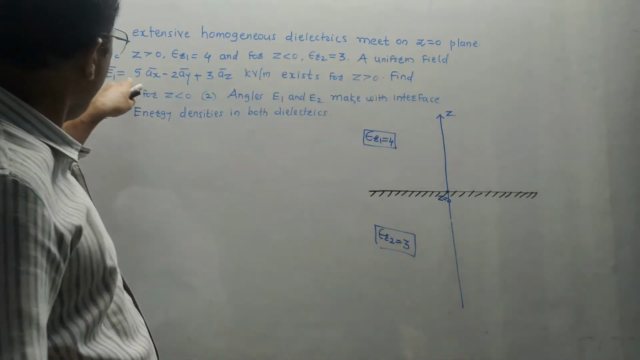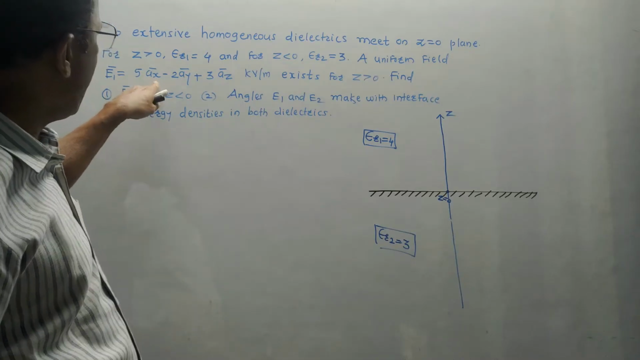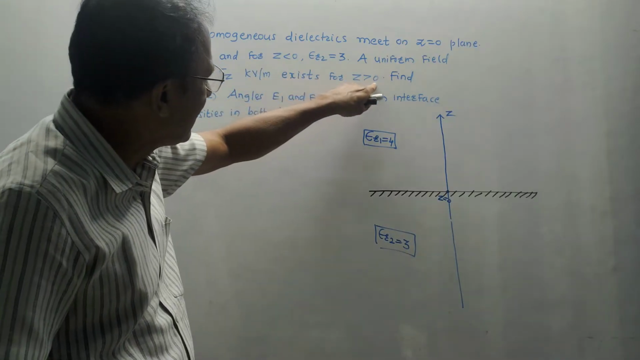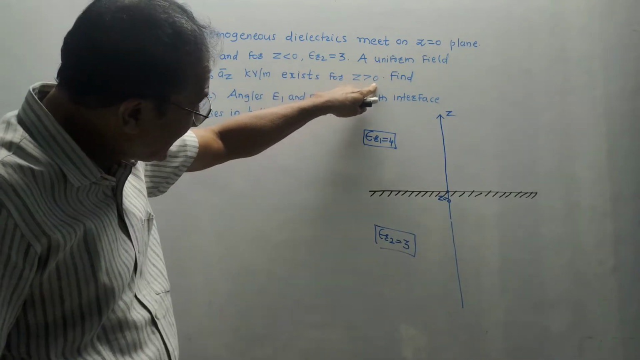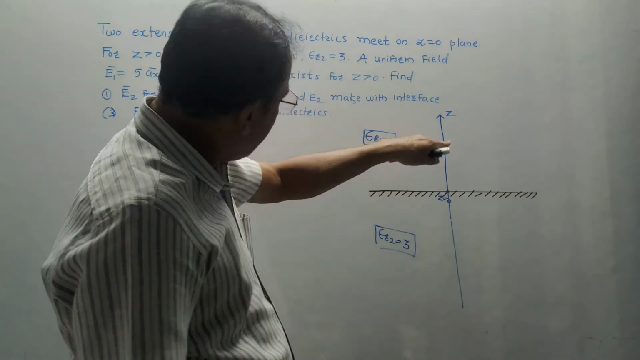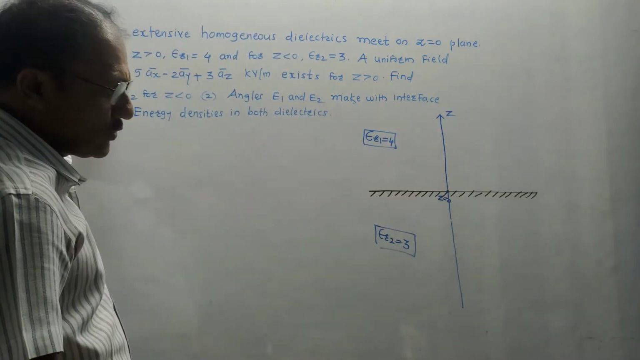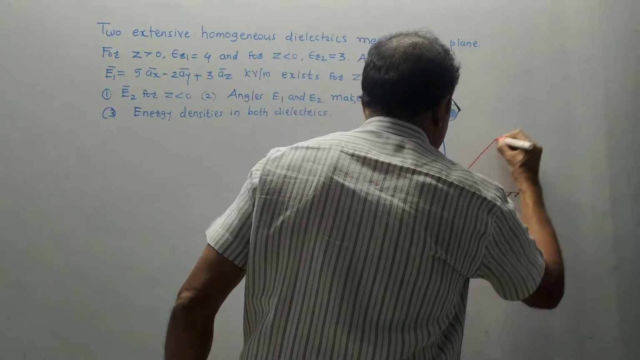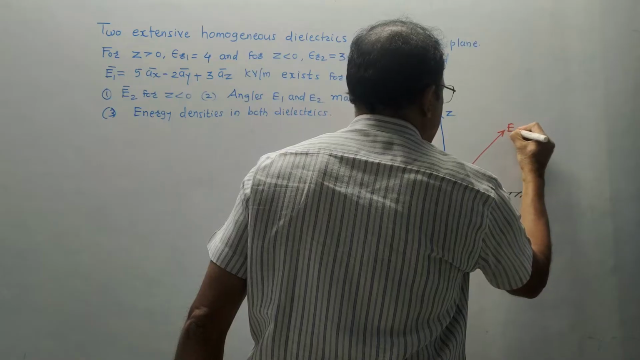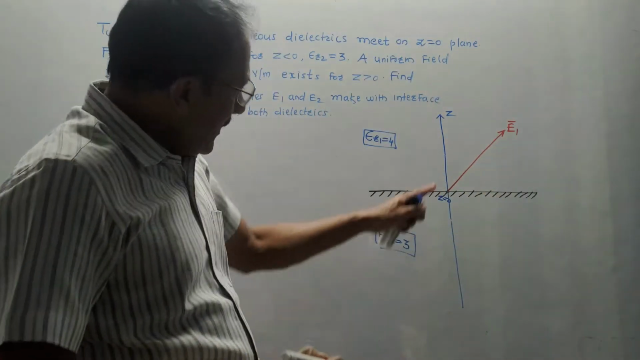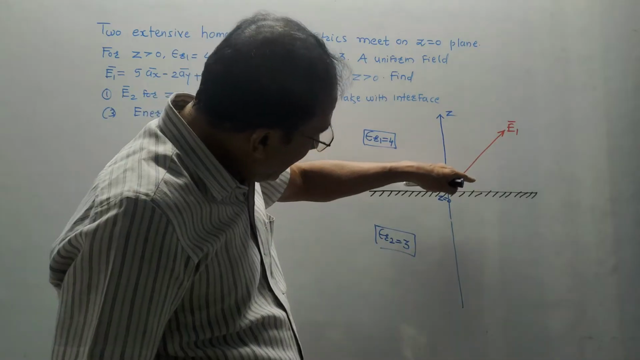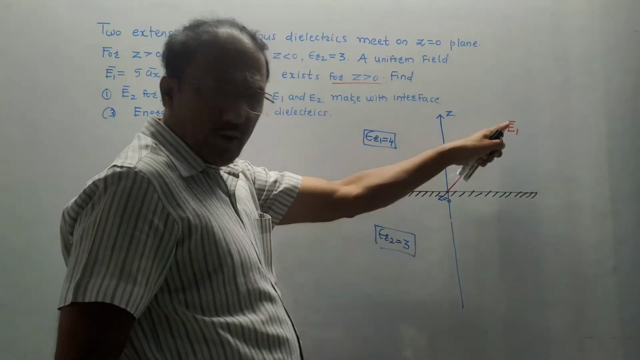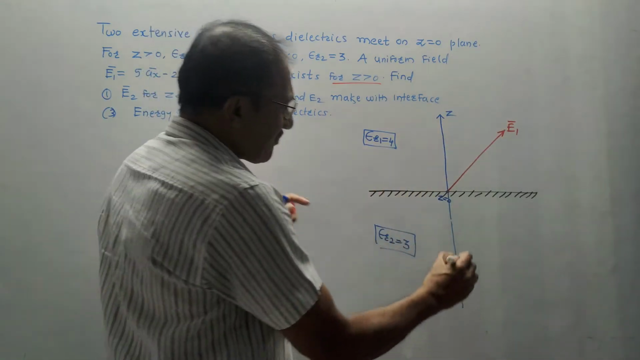A uniform field E1 bar = 5ax bar minus 2ay bar plus 3az bar kilovolt per meter exists for z greater than 0. It means that in the region z greater than 0, E1 bar exists whose equation is given. So I will draw E1 bar like this. Let us say this is E1 bar. Why have I drawn it in the upper side? Because it is clearly mentioned this exists for z greater than 0. So I have drawn the line for E1 bar like this.